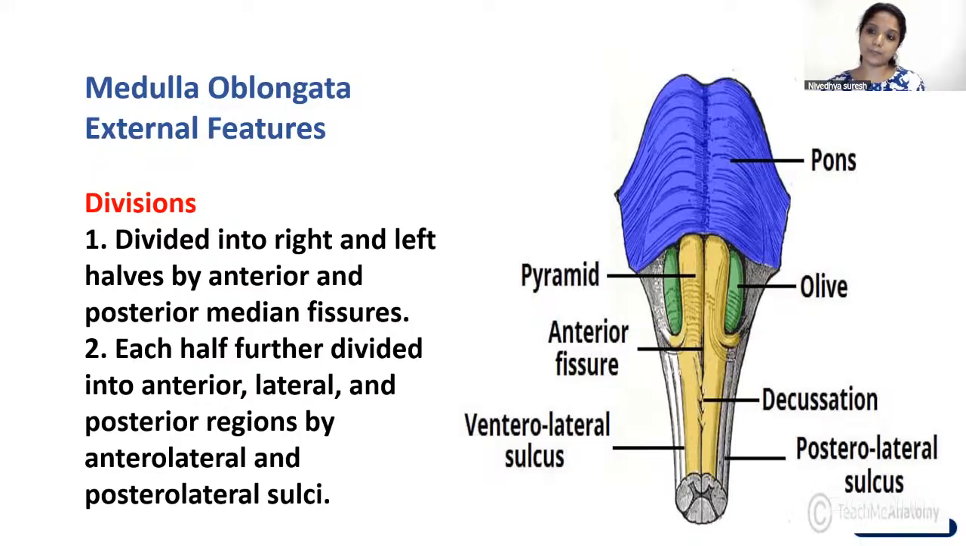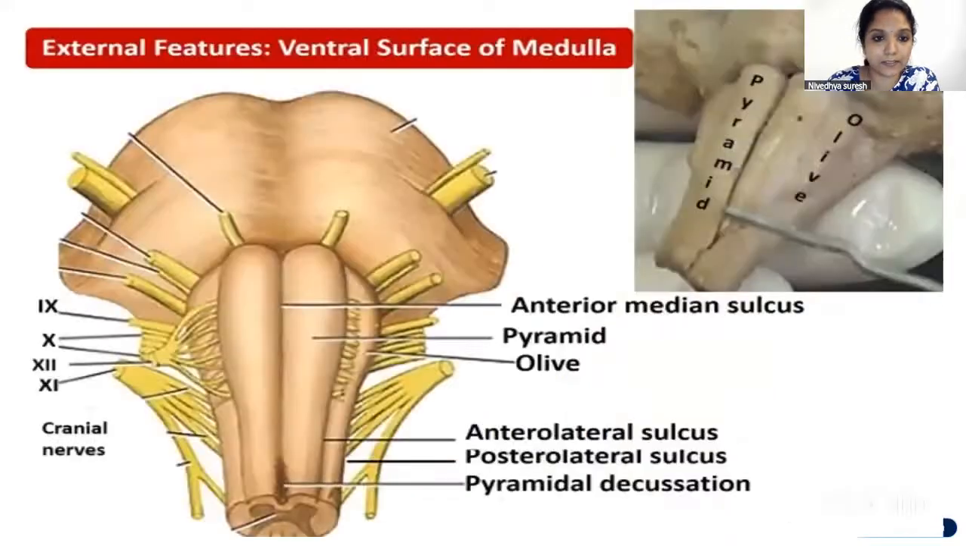So on the anterior aspect of the brainstem, we can see all these structures, nothing but the anterior median fissure. And what is this blue structure? This blue structure is the pons. Then the anterior median fissure, then the pyramid, olive, and the anterior median fissure here continues, and the pyramidal fibers here cross each other on both sides. They cross to the opposite sides, and we can see two sulci, the ventrolateral sulcus and the posterior lateral sulcus. Okay, fine.